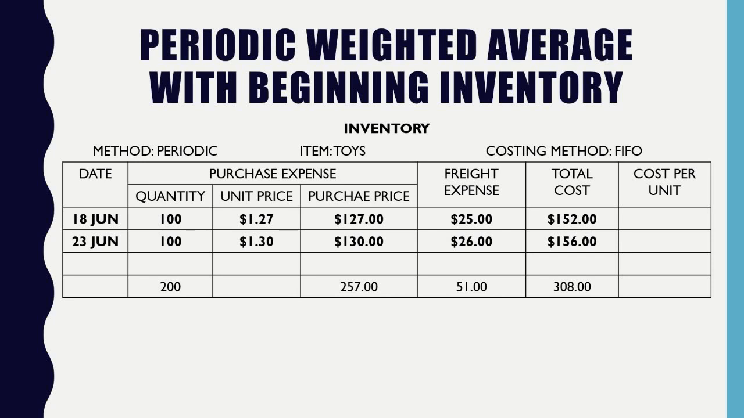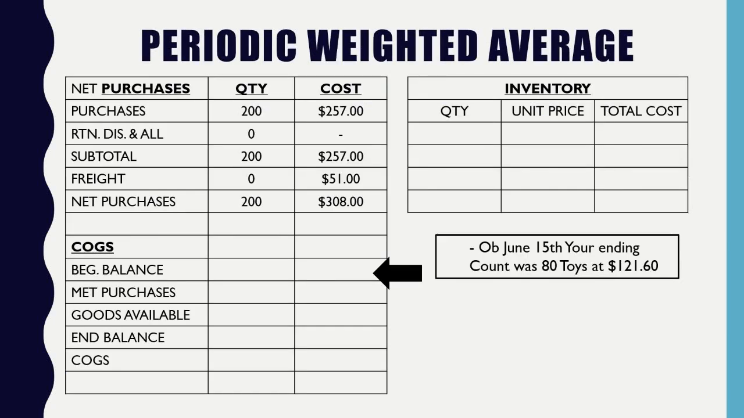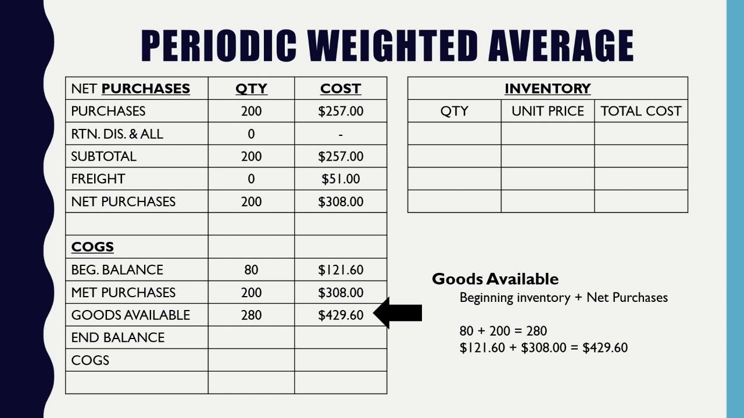So where do I solve for that? Well, let's just plug our numbers in, right? Since we have beginning inventory that we set on June 15, we had a total of 80 units at $121, right? That's what I'm going to plug in, carry my net purchases, and then I need to solve. This is where, when I get my goods available, I'm going to be calculating my new average cost per item.